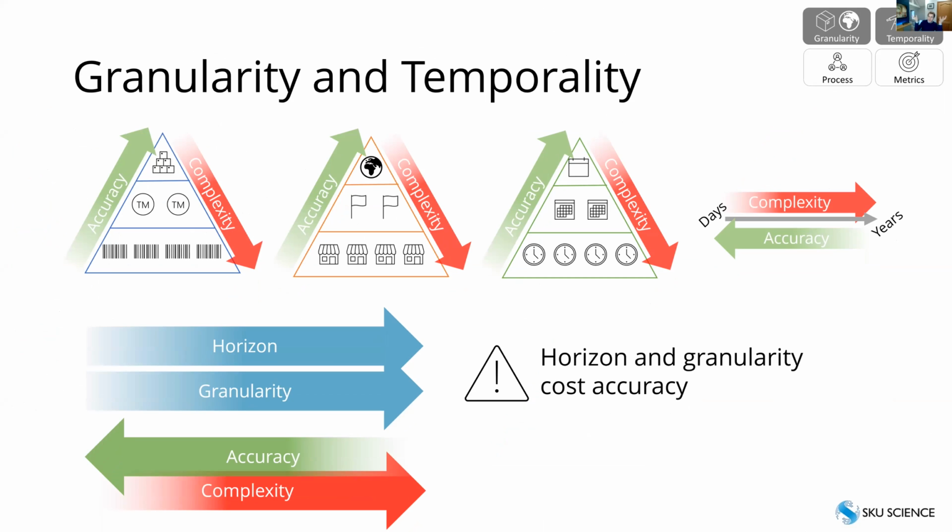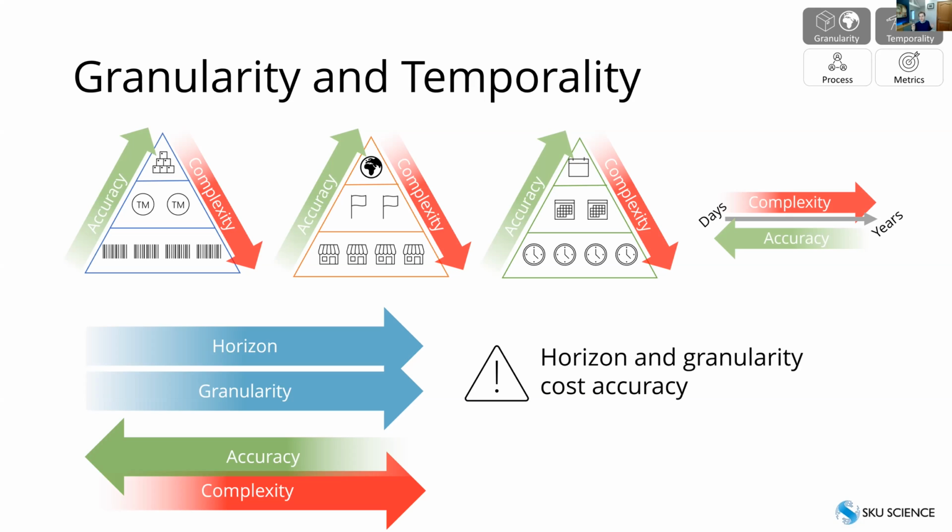So we see that there is some kind of a trade-off to do between complexity and the accuracy you expect, right? Somehow I could just say that the temporal horizon as well as the granularity, they will cost you accuracy. So you have to make a choice, right? You cannot basically get as much granularity as you want.